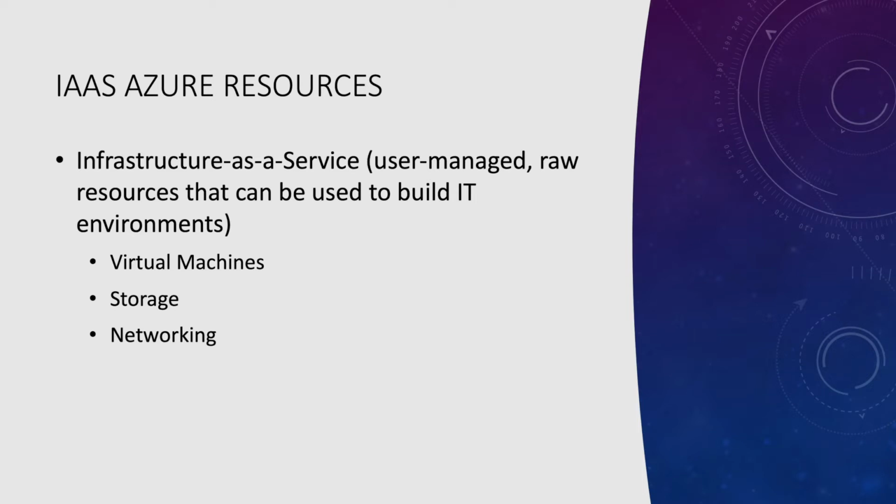Now, there are different Azure resources based on the kind of deployment you use, whether it's infrastructure as a service, or platform or software as a service. So they break this up a little bit. If you're doing infrastructure as a service, then those are user-managed raw resources. These are things that you build. Those are going to be your virtual machines, raw storage, and raw networking. And these are all things that you need to configure along the way.